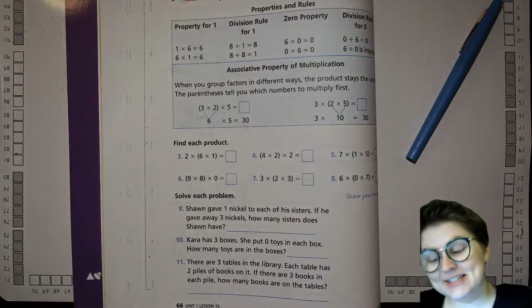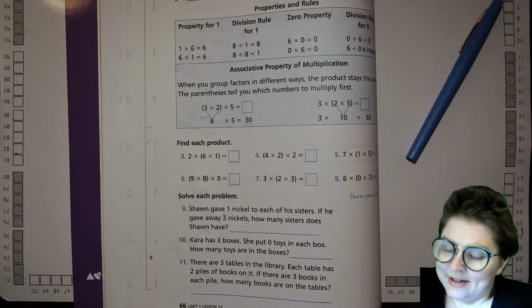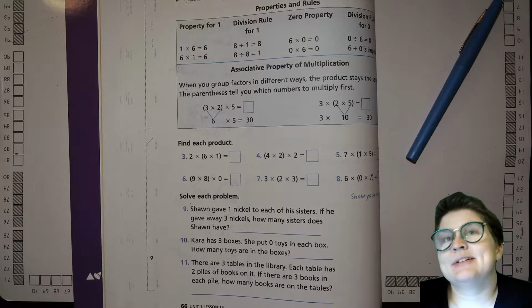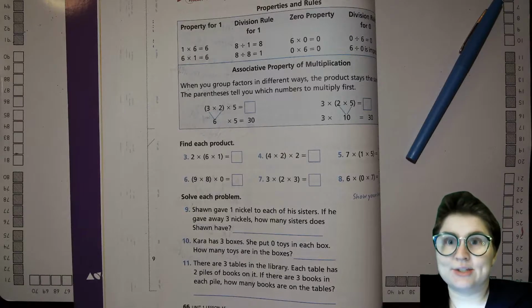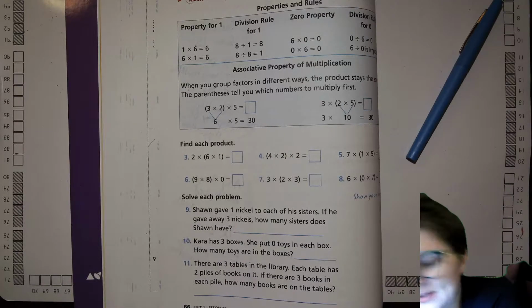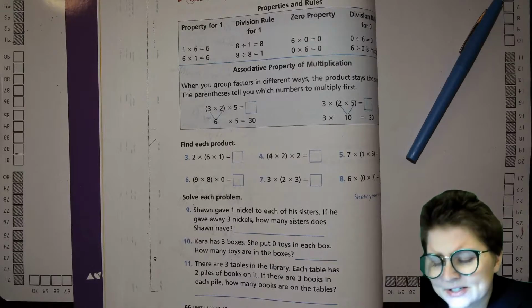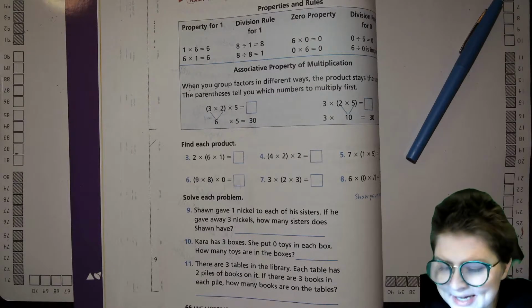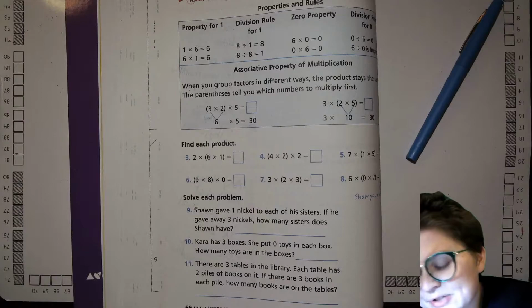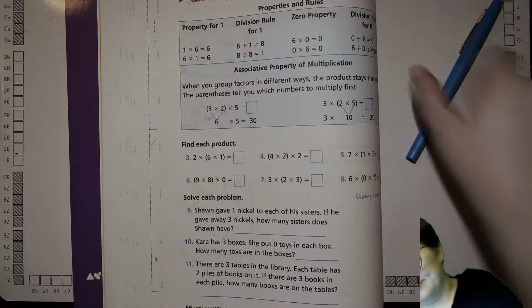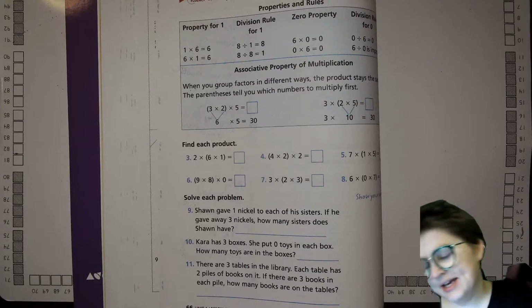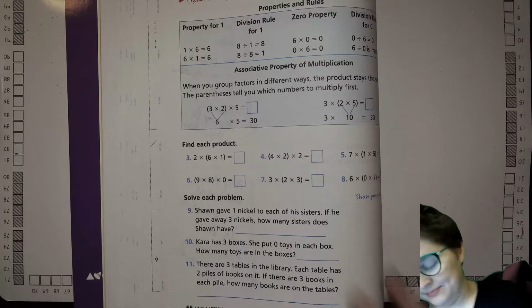So it basically is saying your product will be the same if you're just doing multiplication, no matter which things you group together. So the fancy way of saying that is when you group factors in different ways, the product stays the same. The parentheses tell you which numbers to multiply first. Okay, so let's do these problems together, shall we?